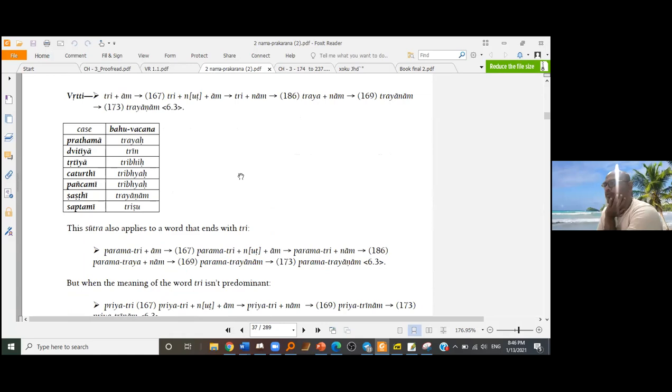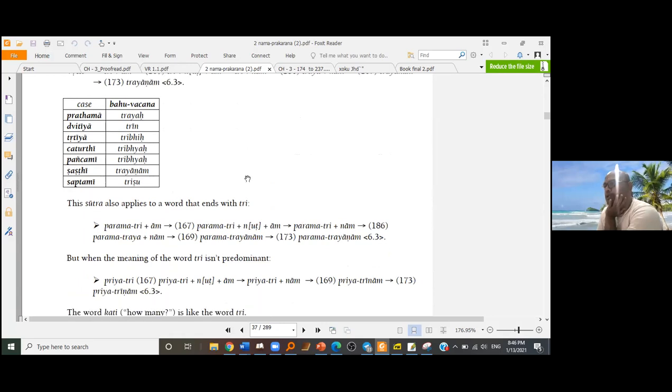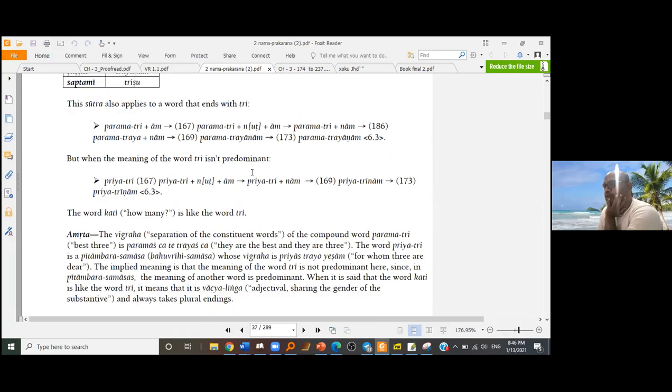Prabhu, if I take Priya Tri not as Bahuvrihi, but as the regular Tatpurusha, then it becomes different, is it? Just how you take it? Here they have taken, like the Amrita Tika, they have classified Priya Tri as Pitambara Samasa. Priyaha Trayaha Yesham, which means Anya Pada Pradhan, they say it as Anya Pada Pradhan.